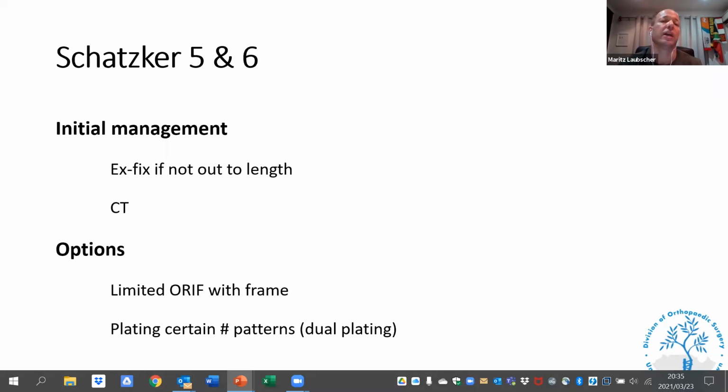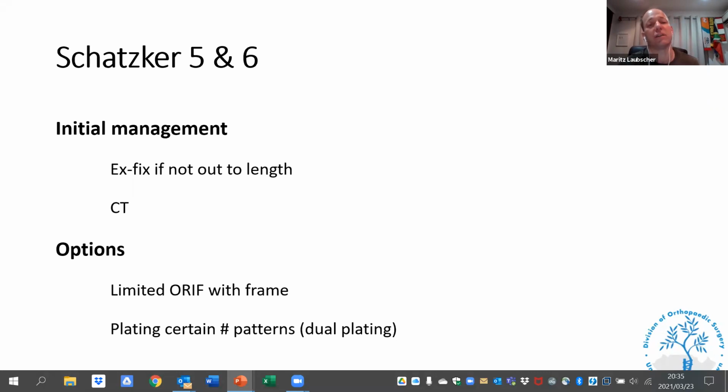In Schatzker 5 and 6s, I think specifically in the exam, you should always mention that you will consider temporary external fixation, specifically if the fracture is not out to length. In practice, for the ones that you're going to plate, even if there's a small amount of shortening, I would X-fix out to length, because otherwise by the time you plate them 10 or 14 days down the line, the significant shortening is very difficult to get the length back.